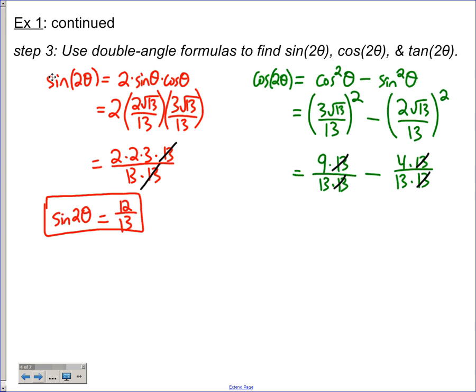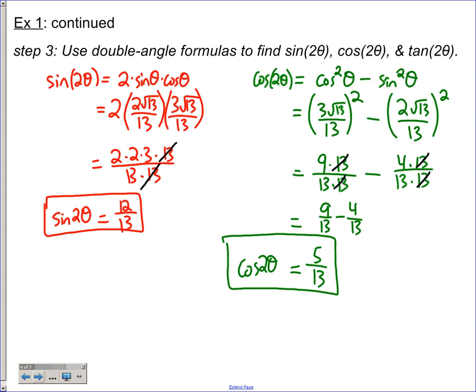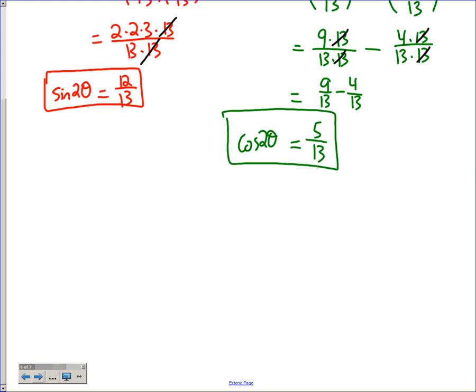And that's going to leave us with 9 thirteenths minus 4 thirteenths, which is equal to 5 thirteenths. So cosine of 2 theta is equal to 5 thirteenths. And again, last but not least, we've got tangent of theta. Sorry, tangent of 2 theta.